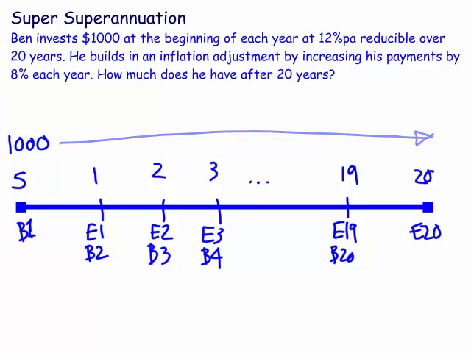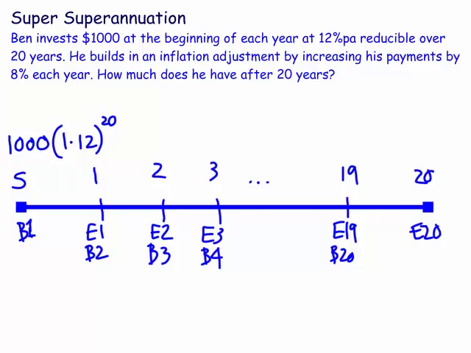So the first thing is, let's have a look at it before it increases. I'm going to say this one is getting 1.12 to the power 20, for that's going to get 20 years interest. That's the first $1,000 he puts in.